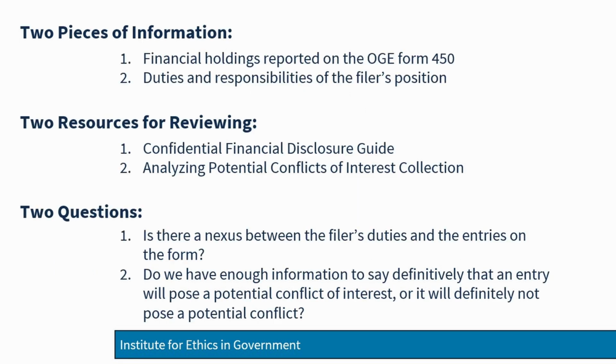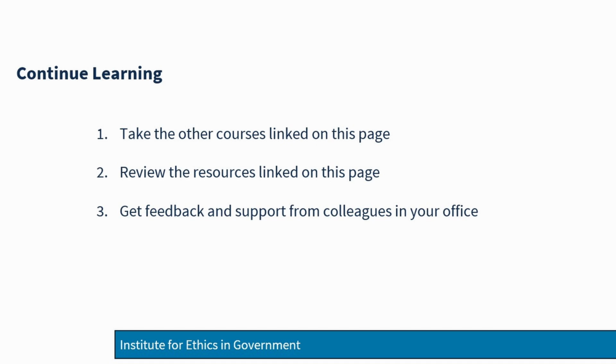This is the basic process for analyzing entries on OGE Forms 450. 2 pieces of information, the holdings and the duties, 2 resources, the guide and the collection, and 2 questions. Is there a nexus, and can we be certain there is, or definitely is not, a potential for conflict? This has been a very brief introduction to Confidential Financial Disclosure Review.